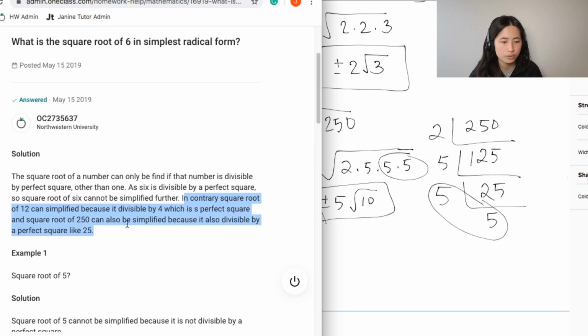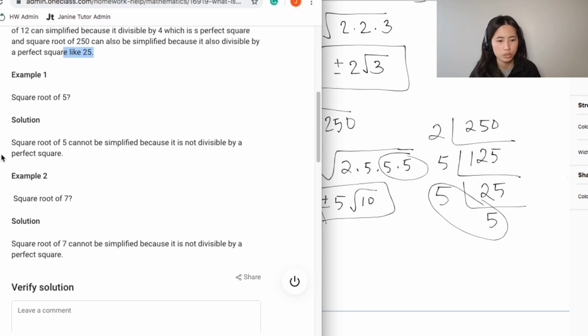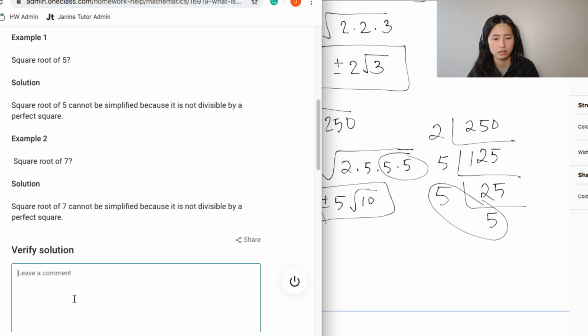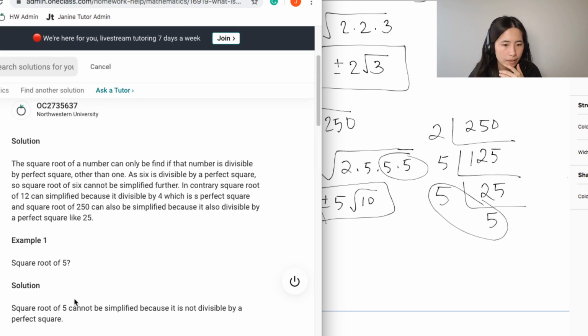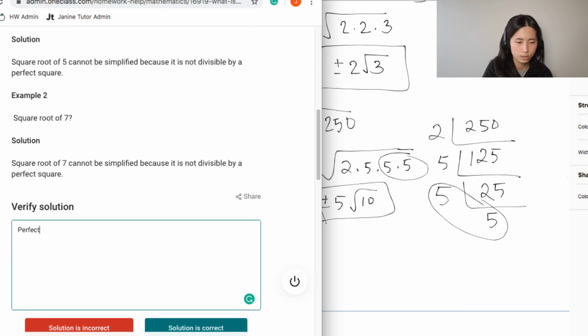And because it is also divisible by a perfect square like 25, yes, it's divisible by 5, that's why we have this 25. But that's the whole point with square root. So apply synthetic division, divide your number by prime numbers, and then pair the numbers. That's my tip for taking the square root without a calculator. Okay, so they pretty much said you can't really simplify square root of 6, so I'm going to commend them for that. So perfect solution and answer.